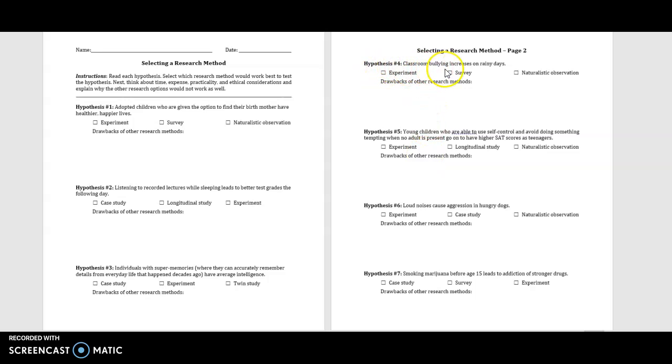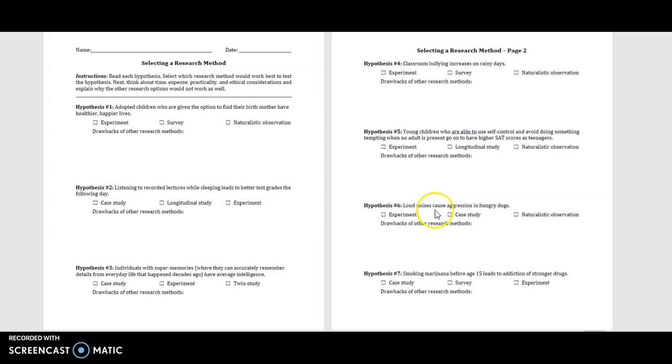Number four, classroom bullying increases on rainy days. Experiment, survey, naturalistic observation. Five, young children who are able to use self control and avoid doing something tempting when no adult is present go on to have higher SAT scores as teenagers. Experiment, longitudinal study, naturalistic observation.